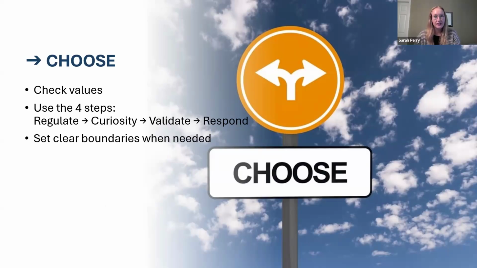So the next section is going to be the choose section. And this is where, after the pause, we're really able to make a decision in line with our values and the way that we want to be proceeding. So we're going to follow 4 steps of regulating, feeling curiosity, validation, and then responding out of values. If clear boundaries are needed, we'll go over that. So we're going to go over a couple of scenarios following these steps.